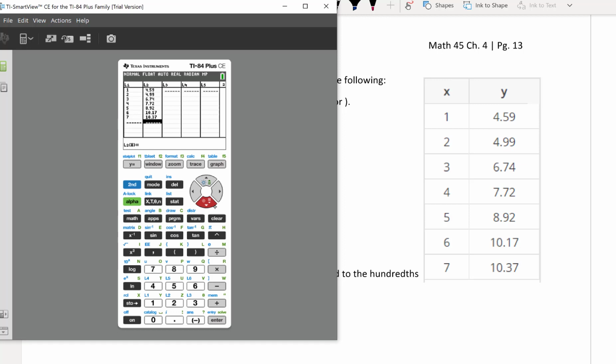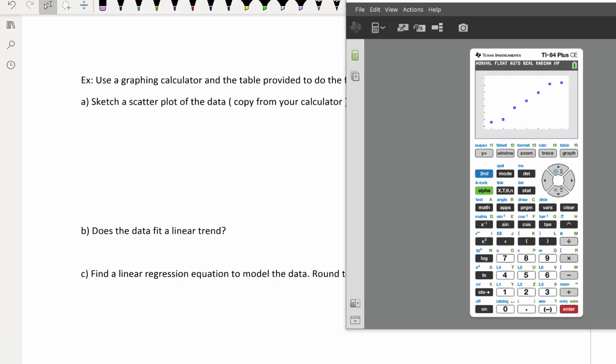So now I'm going to graph the scattergram. So zoom. I'm going to go down to zoom stat, and then from there, I'm going to press enter. So now that's what that looks like. So it looks like I have 1, 2, 3, 4, 5, 6, 7 dots, and they all seem to have that linear equation. So I'm going to do my best to copy this onto my piece of paper.